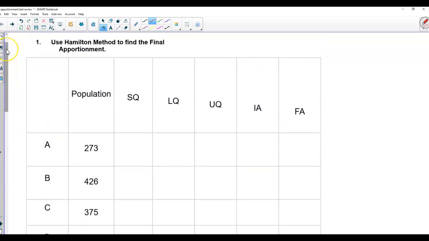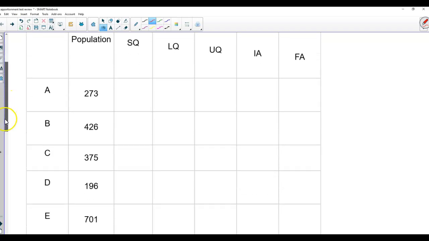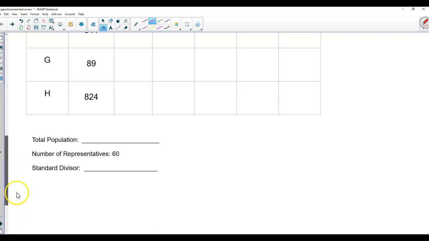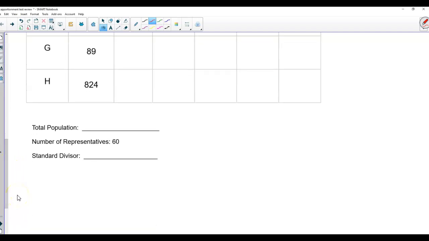Right, so our first method is the one method on the test where you're going to have to find your total population, standard divisor, standard quota. That will be done with the Hamilton method. In this case, we have to add up every single individual population. When you add that up, you get 3,225 total people.